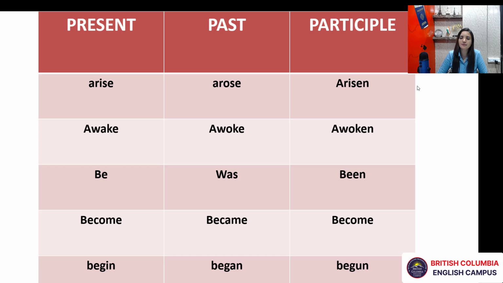And the past form of the word become is became. So let's create a sentence on this. I became extremely excited about the journey. And the participle form of this verb is again become. I would become the best version of myself.